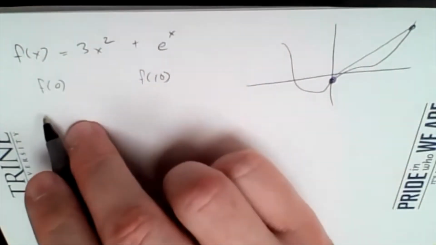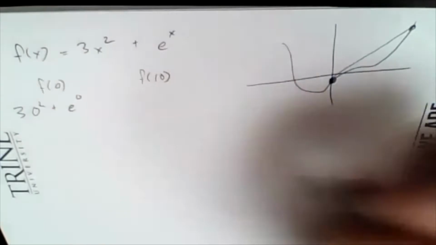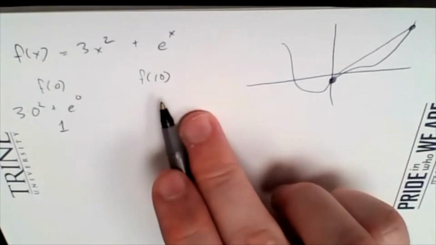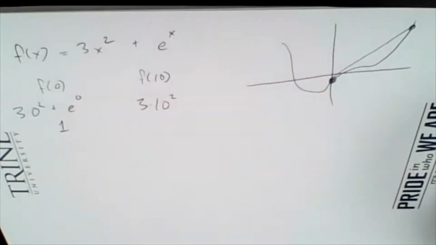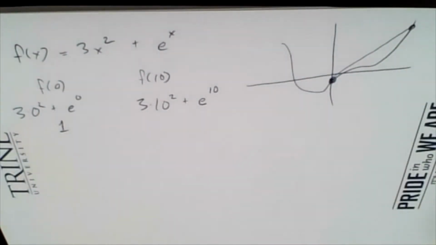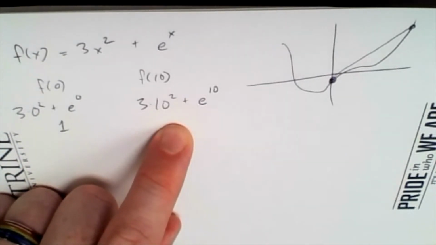So f at 0 is going to be 3 times 0 squared plus e to the power 0. That's just going to be 1. f of 10 is going to be 3 times 10 squared plus e to the power 10. And for this problem, let me pull up a calculator off screen here. I'm going to go ahead and calculate this out.